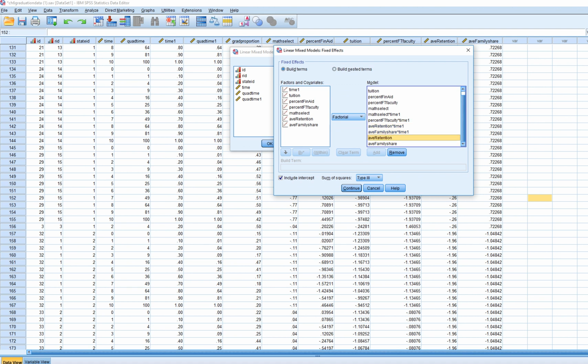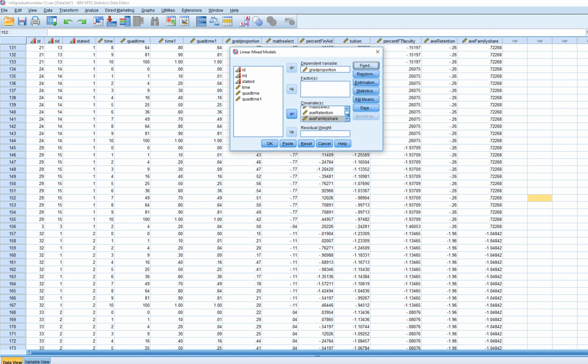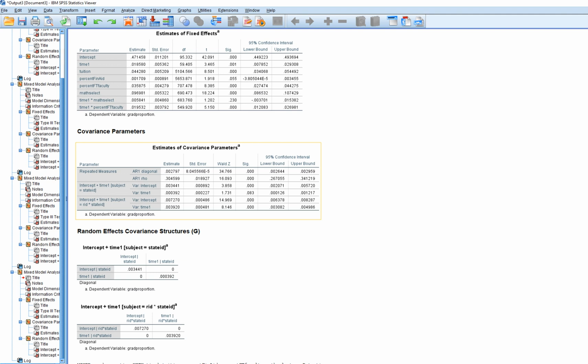So these two variables right here will be treated as predictors of the variation in intercepts across states, and these two variables right here are capturing the predictive relationship between average retention and family share and the varying slopes across states. So we'll click on continue and then on OK.